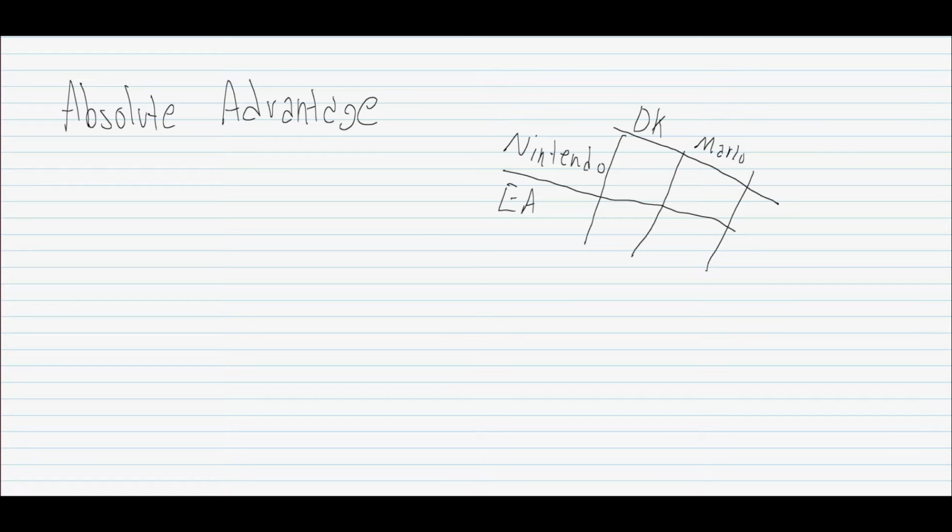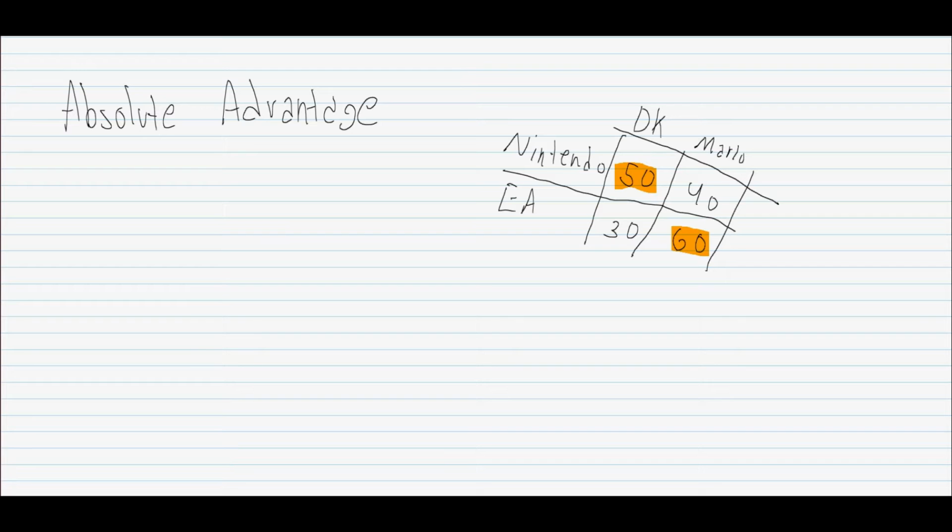Let's say Nintendo can make 50 copies of Donkey Kong and 40 copies of Mario, but EA can make 60 copies of Mario and 30 copies of Donkey Kong. So since absolute advantage is about who can make more, it's pretty simple to find out who has the absolute advantage here. Nintendo can make more Donkey Kong games, so they have the absolute advantage in Donkey Kong game production. But EA can make more Mario games, because Nintendo can make 40 and EA can make 60. So they have the absolute advantage in the production of Mario games.